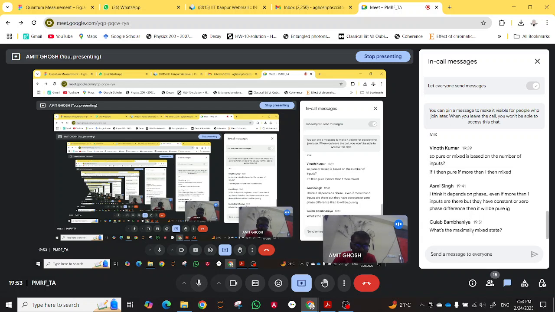The maximally mixed state will come later. I think this entropy thing, some von Neumann entropy, S equals minus trace of rho log rho kind of thing, from there, mathematically you can derive. But in general, if your density matrix is proportional to the identity matrix, then you can call it the maximally mixed state.